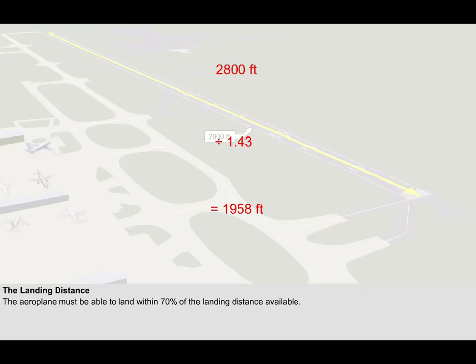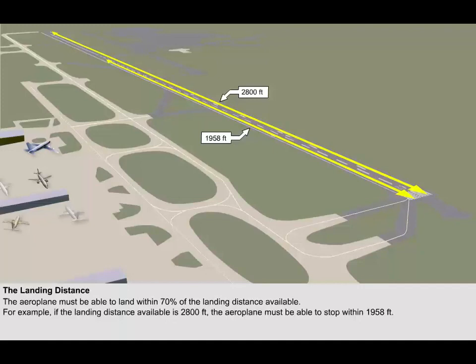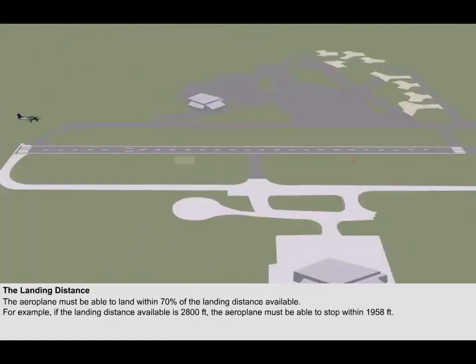1,958 feet is 70% of 2,800 feet. Therefore, the aeroplane must be able to achieve a full stop landing within 1,958 feet. There is another way to look at the landing requirement.